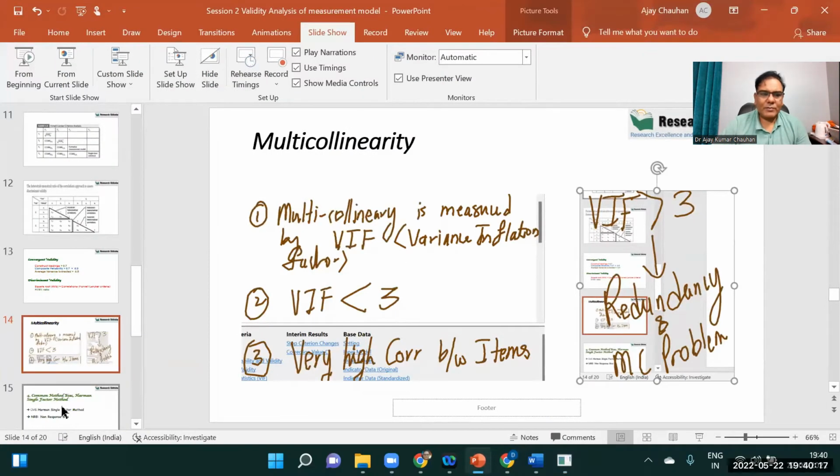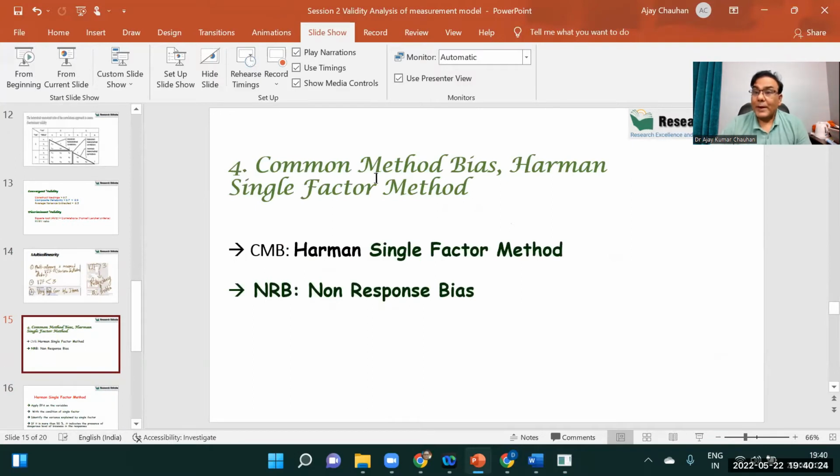Now the next, after multicollinearity, I will send you the modified slide. The next is biasness. How to measure the biasness? Although biasness is more related with AMOS software, nowadays I found that even if you are applying PLS, you have to prove that your data is free from biasness. There are many methods of measuring biasness. Two methods are very common. One is called Harman single factor method, and the second method is known as common latent factor method. The latent factor method we can apply only in AMOS, so we cannot cover it here.